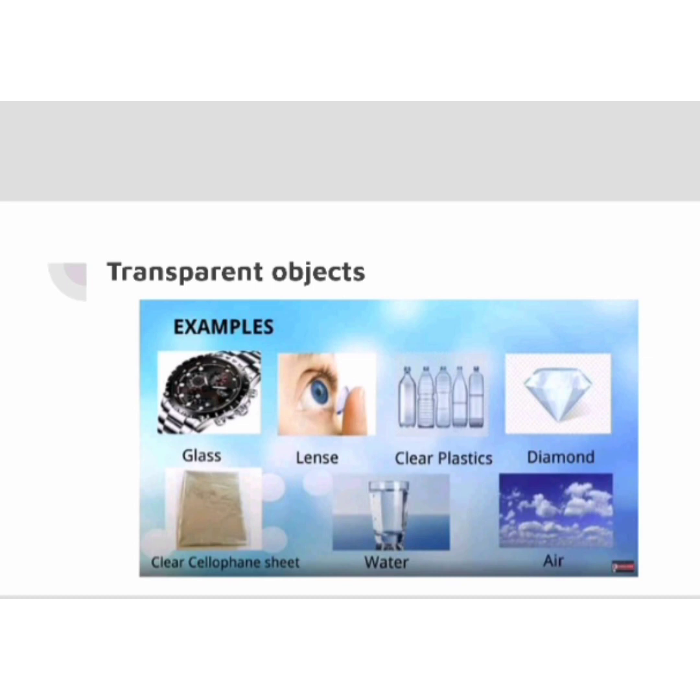The glass, lens, plastic, clear plastics, diamond, cellophane sheet, water, air. These are some of the transparent objects. The light also easily passes through these objects, right? And shopkeepers usually prefer to keep biscuits, sweets, and other eatable things in transparent containers of glass or plastic so that buyers can easily see these items and buy them, right?